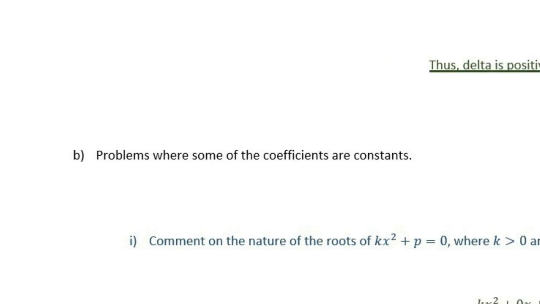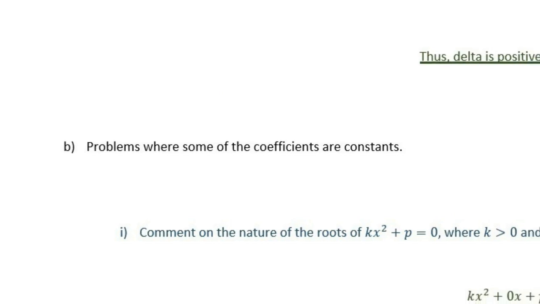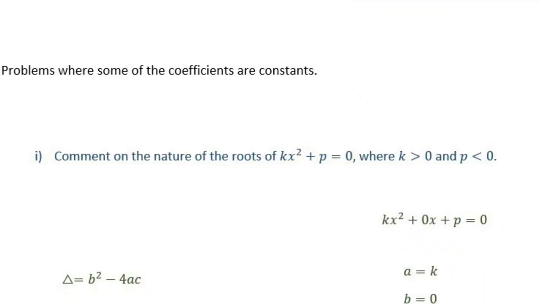In section B, we look at problems where some of the coefficients are constants. If you just peek ahead a little bit, what I mean with that is, for instance, there we've got kx squared and plus p. So other than x, it's not just all numbers anymore. We've got more letters of the alphabet. Let's start with the first one there.